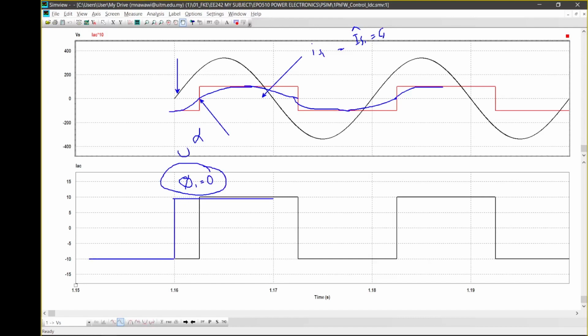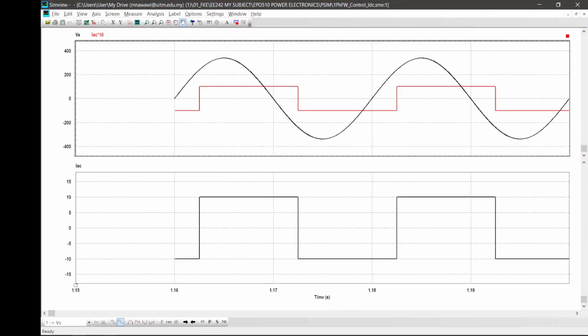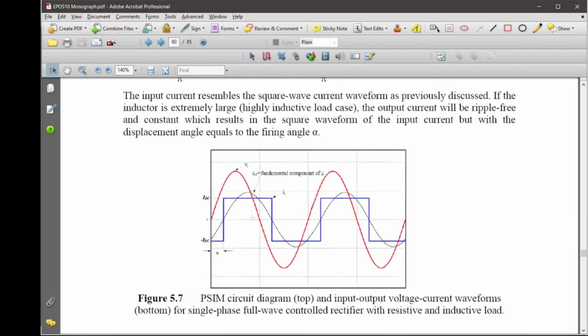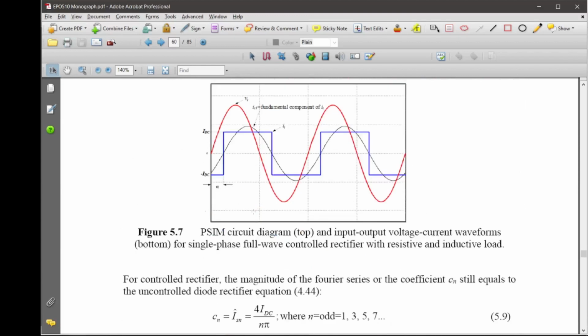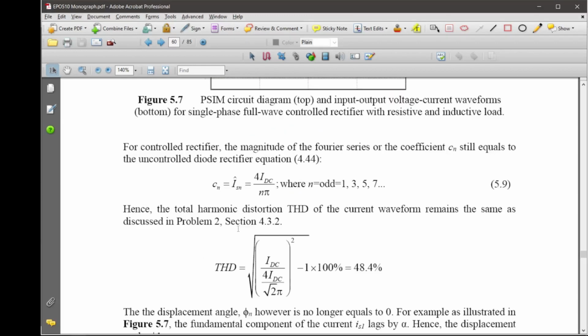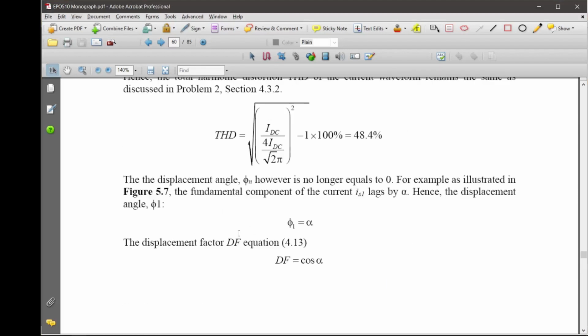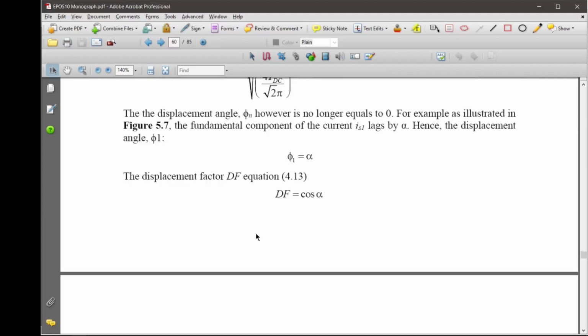But now, phi1 equals alpha, right? In that case, when you want to find the... clearly shown here, right? So we have alpha there. You have the same THD, total harmonic distortion, still 48.4%. But when you want to calculate the power factor, you will get a different equation or value.